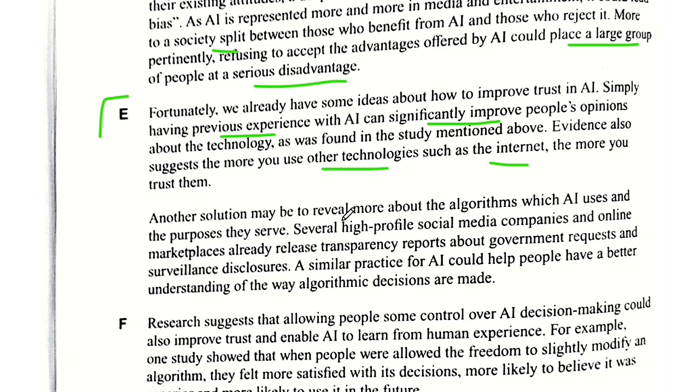Another solution would be to reveal more about the algorithms which AI uses and the purposes they serve. Several high-profile social media companies and online marketplaces have already released transparency reports about government requests and surveillance disclosures. A similar practice for AI could help people have a better understanding of the way algorithm decisions are made. Now we'll be looking into the matching headings.